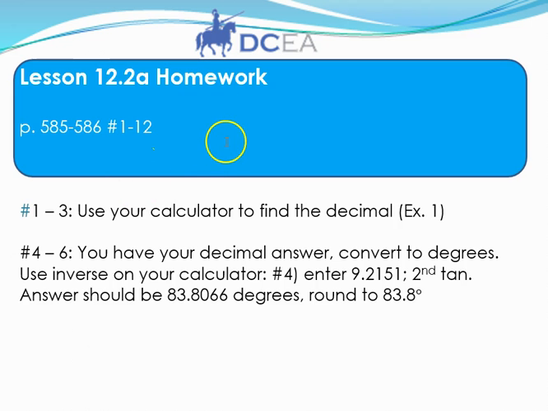So your homework for 12.2a is numbers 1 through 12. Numbers 1 through 3, just use your calculator to find the decimal, like in example 1. Numbers 4 through 6, you already have your decimal answer, so you're going to convert to degrees. You'll use the inverse on your calculator. So as an example with number 4, you'll enter 9.2151. You push the second button and then the tan button. Your answer should be 83.8066 degrees. Round that to 83.8.